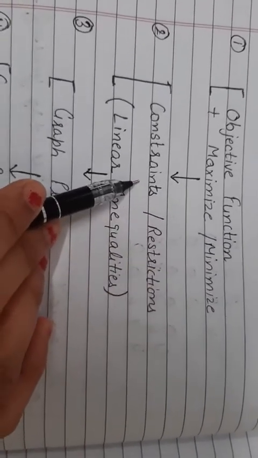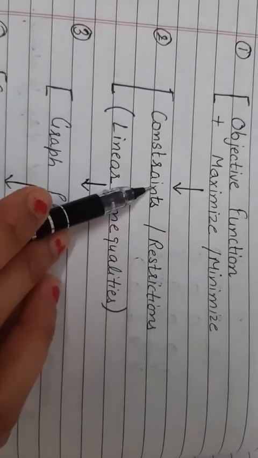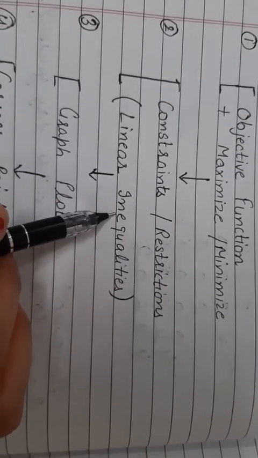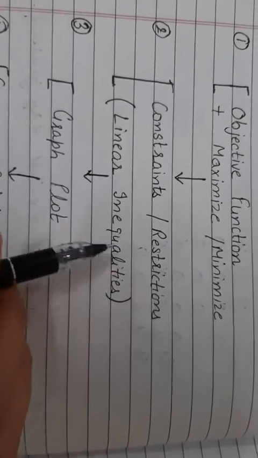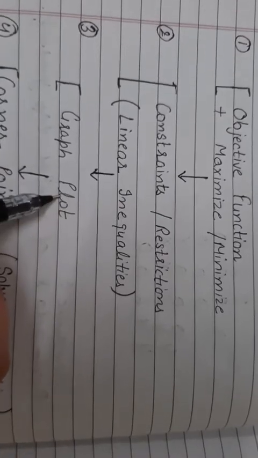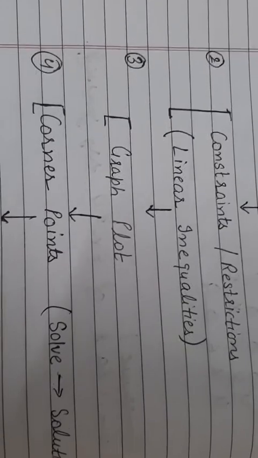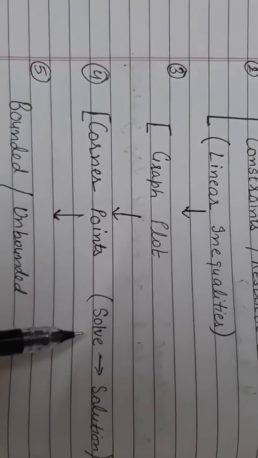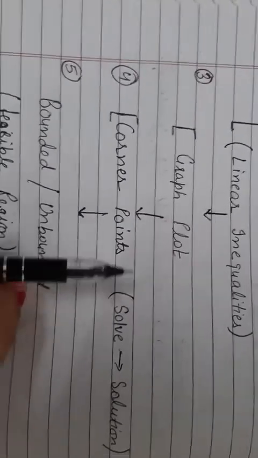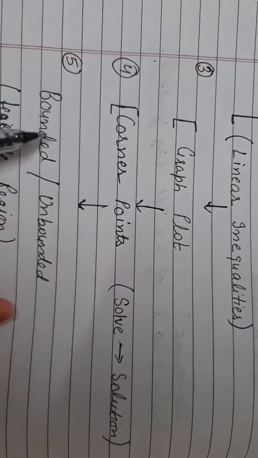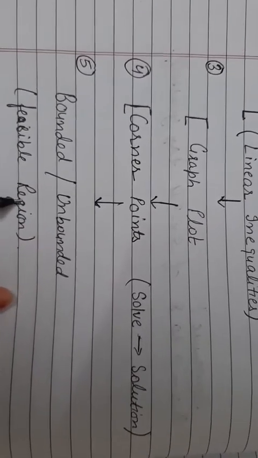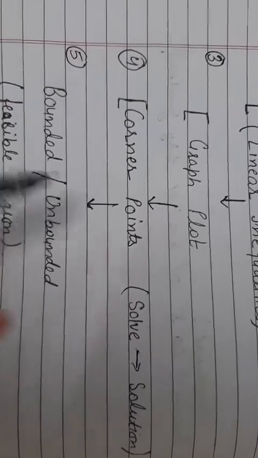And second, which we discussed yesterday, constraints or restrictions which are given as linear inequalities, which we are converting into equalities, then we are plotting the graph. So the third step is your graph plotting. Then when your graph is ready, you will see the corner points. From the corner points you will see the solution, and this solution will give you a bounded or an unbounded region, that is called a feasible region. What is the meaning of feasible region? I will explain you here.